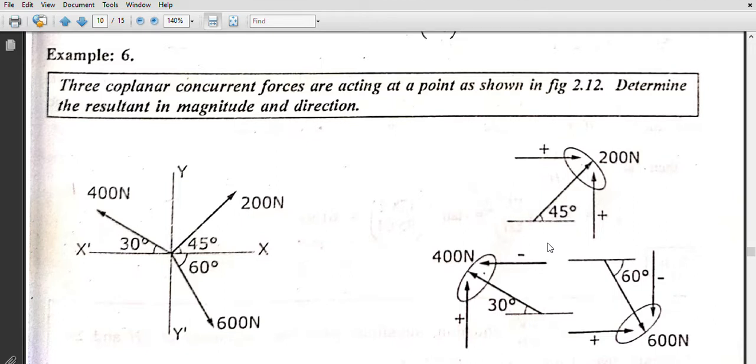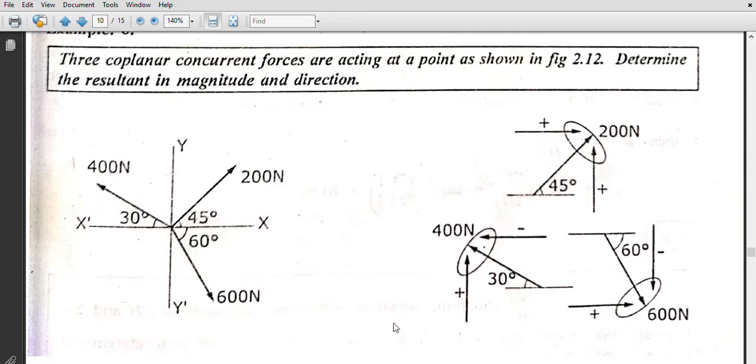Good morning, students. We have to solve the sum about coplanar forces acting at a point as shown in the figure. Determine the resultant magnitude and direction. You can see here, this is the x plane and this is the y plane. In this, three coplanar forces are acting.